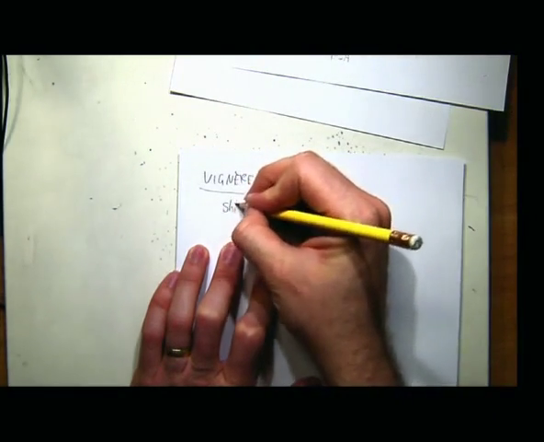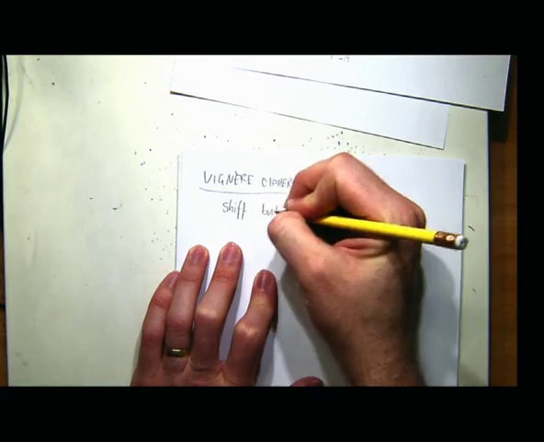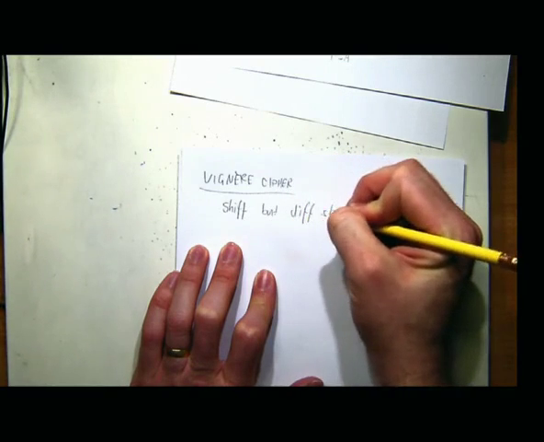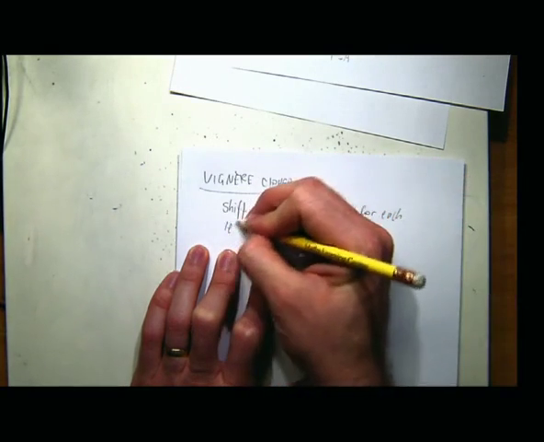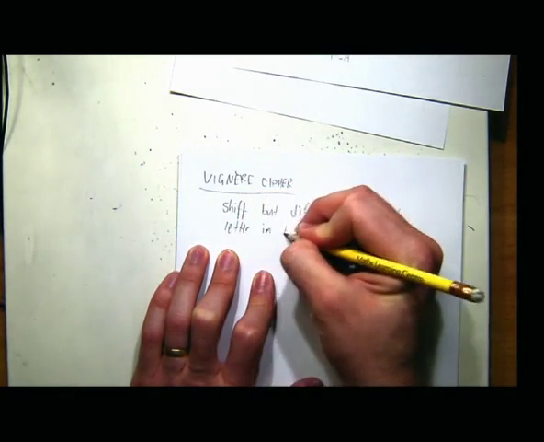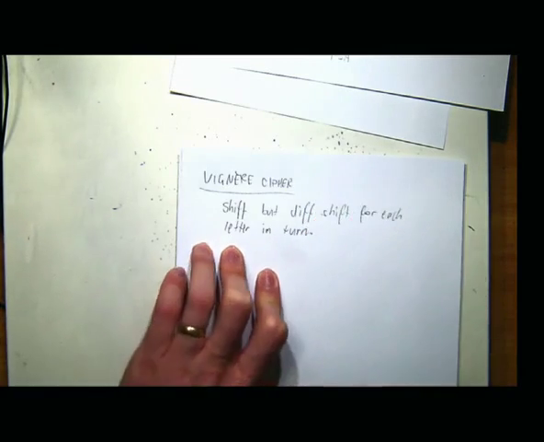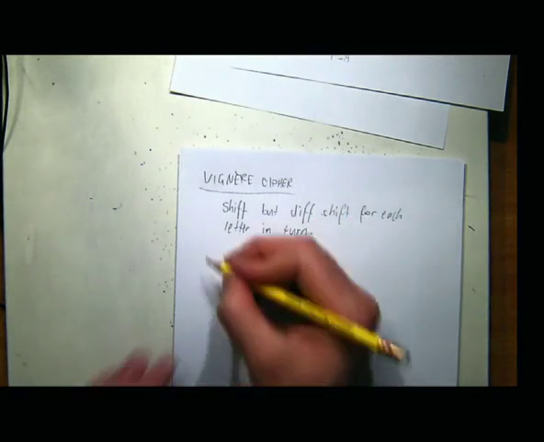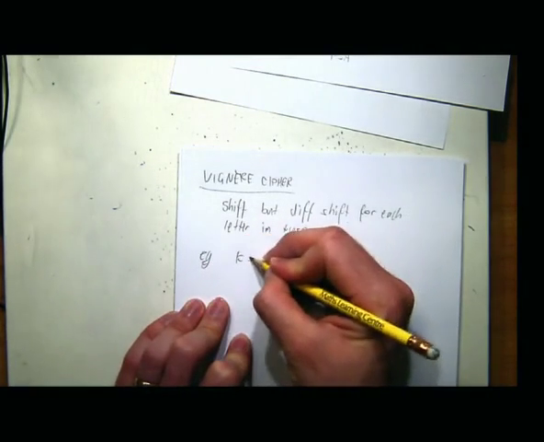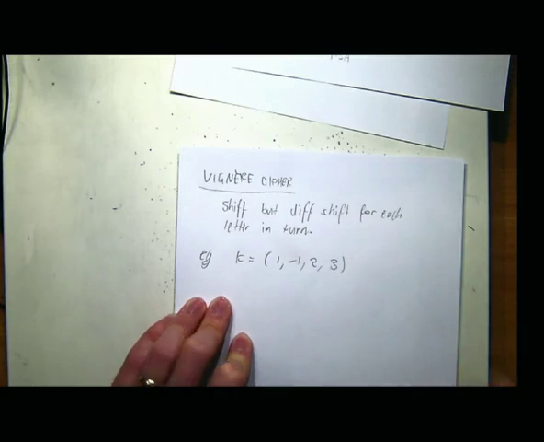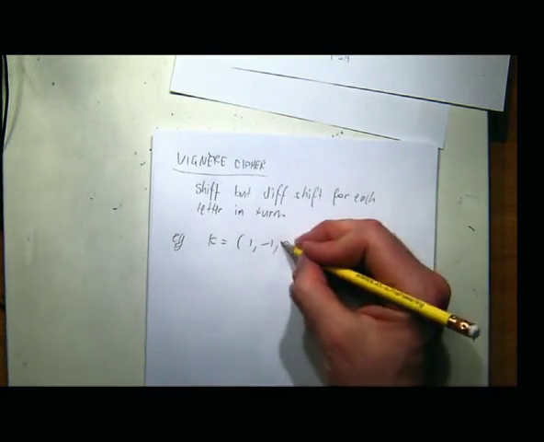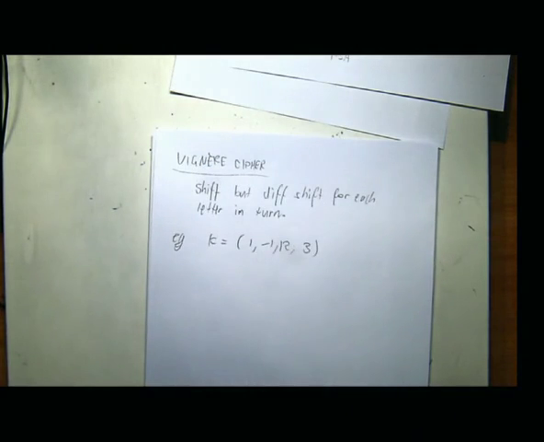So it's a shift, but a different shift for each letter in turn. So for example, I might have K be a list of something like that, just randomly, maybe a 12. And then I could have a word that's as long as I need it to be and just cycle through the different shifts.